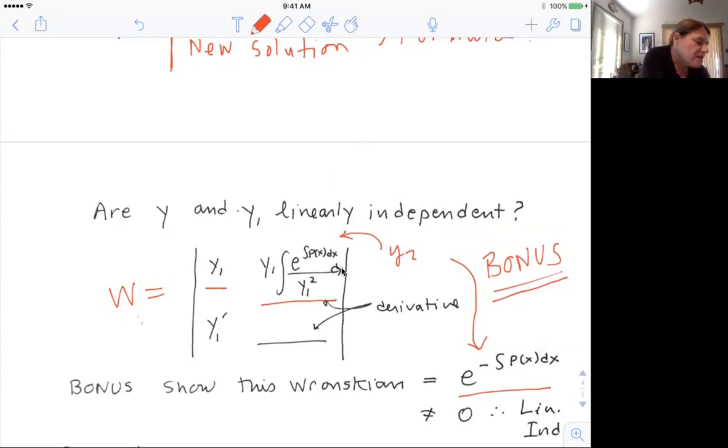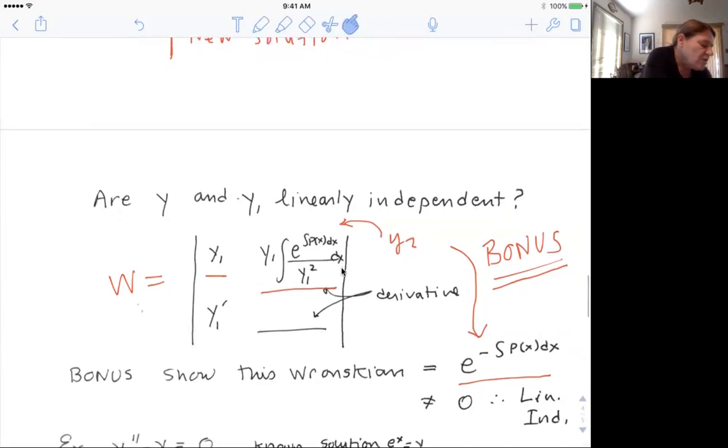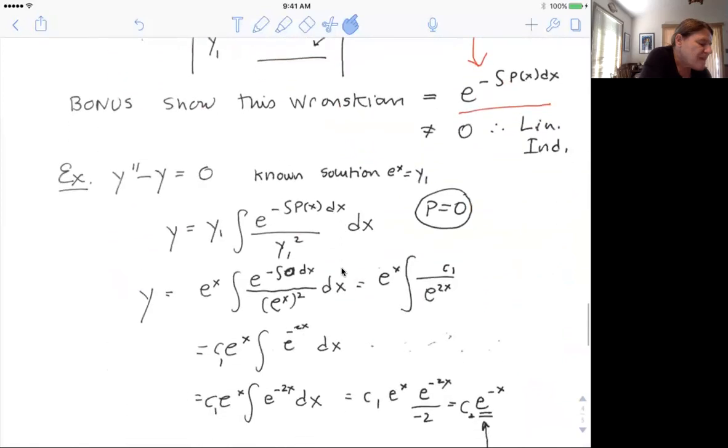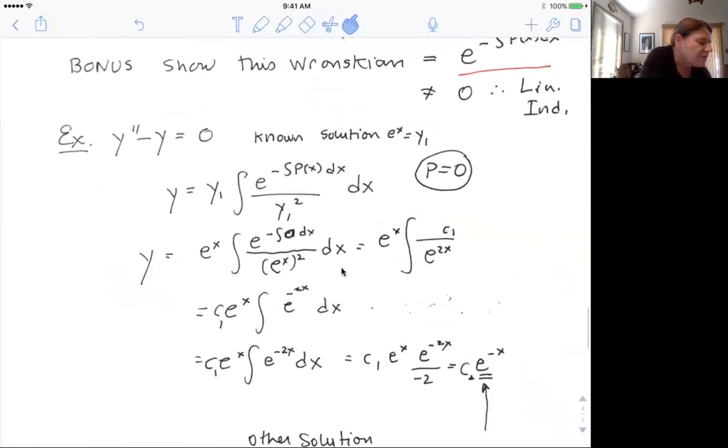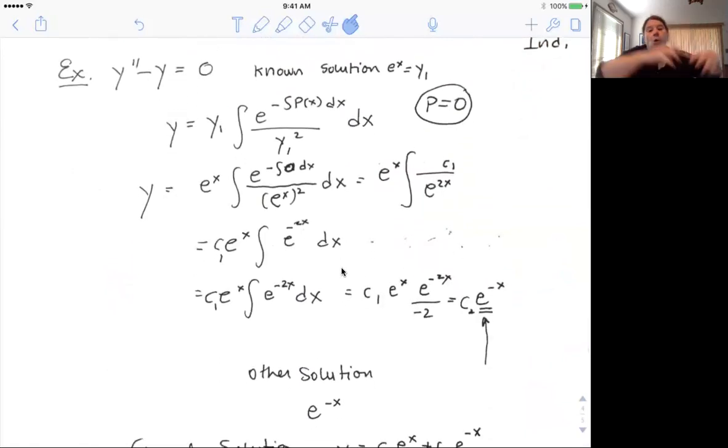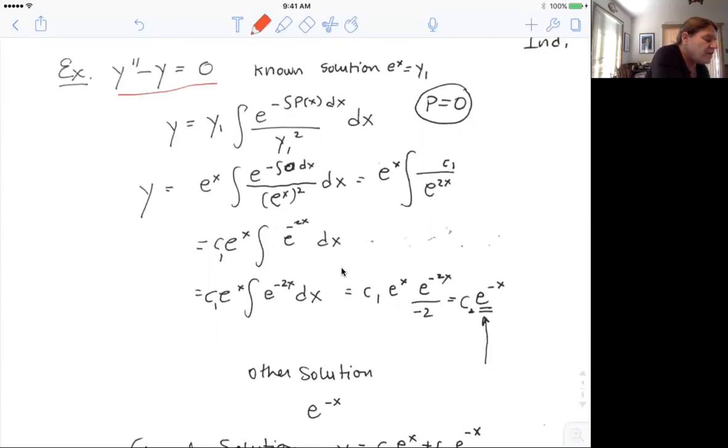Okay, so here's what I'm going to do. Let me leave my formula up here. There's my formula right there. I'm going to do the one I just did, but the long way, that y double prime minus y equals 0.